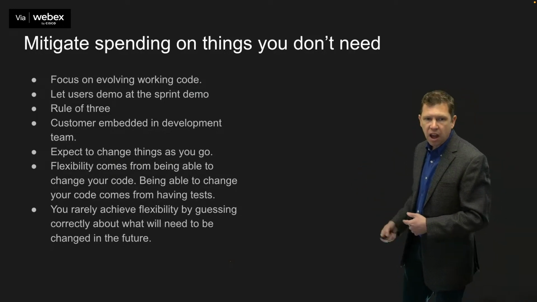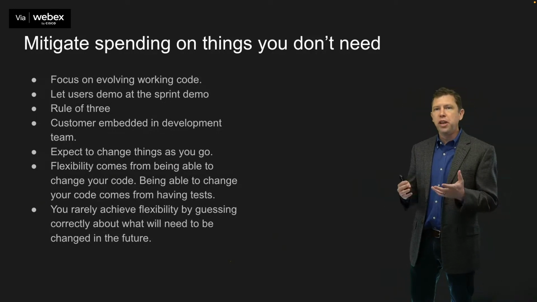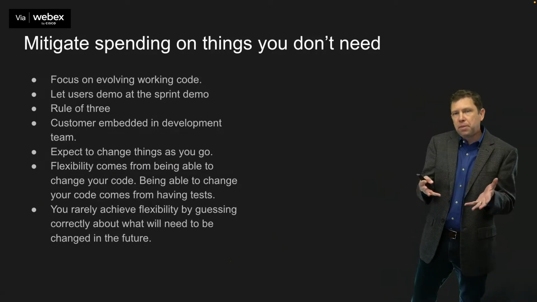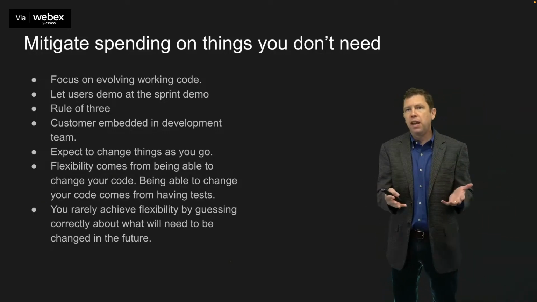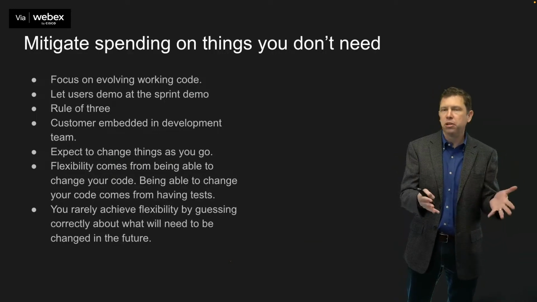The rule of three, another way to mitigate spending on things you don't need. The rule of three is, the first time you do something, maybe it's not worth making it reusable because you still don't know anything about it, right? So you just build it the simplest way possible.